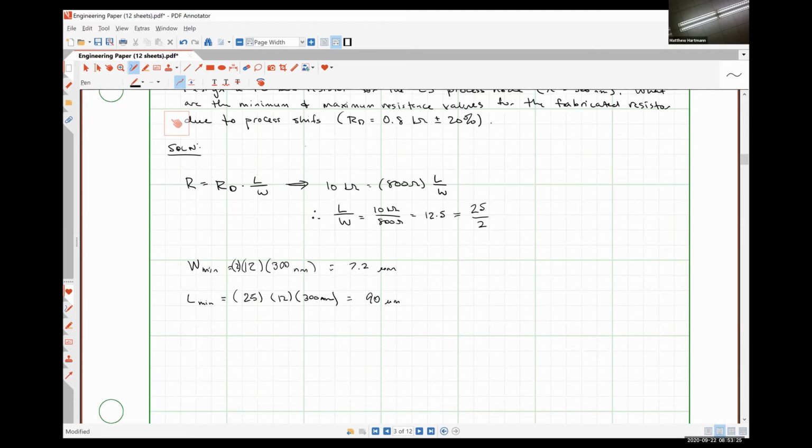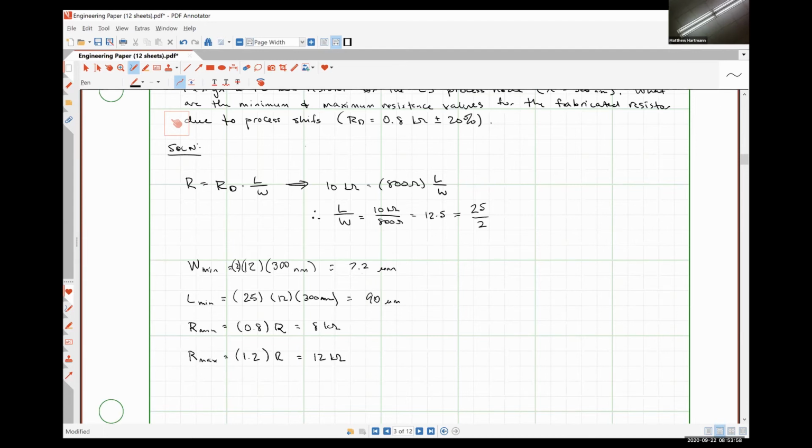All right, so now we talk about what the actual resistance will range from if we have a tolerance of plus or minus 20%, which is fairly straightforward. So R min is going to be 0.8 times R. So 0.8 times 10 kilo ohms is 8 kilo ohms, and our maximum is going to be 1 plus 20% or 1.2 times R, which should be 12 kilo ohms.